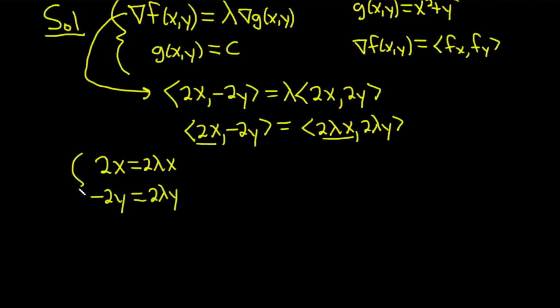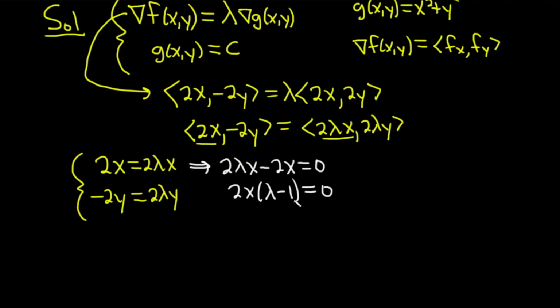Beautiful, really nice. Now something cool happens. Let's maybe solve the first equation here and see what happens. I'll subtract 2x from both sides, so we get 2 lambda x minus 2x equals 0. Looks like we can pull out a 2x, so let's go ahead and do that. We get 2x times the quantity lambda minus 1 equals 0. A product equal to 0, so 2x equals 0, or lambda minus 1 is 0.